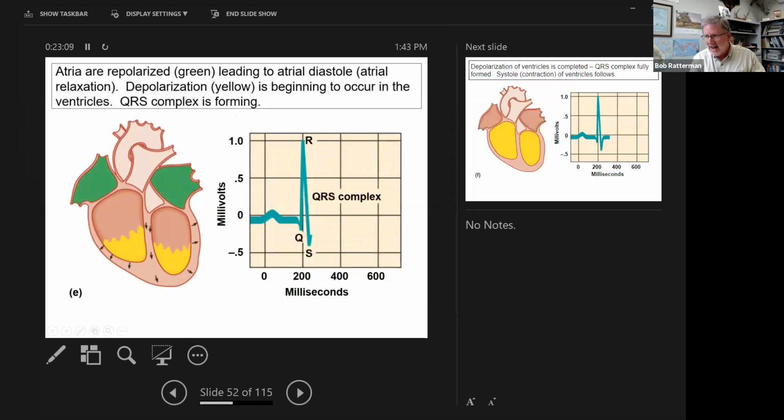And you can see how that's beginning to happen here in the ventricles. They're starting to be depolarized. They're not fully depolarized yet, but they're beginning to be depolarized as a result of that process I just mentioned a second ago. Look what's happening up here in the atria, though. We've got them colored green. Green represents repolarization. What does repolarization lead to?